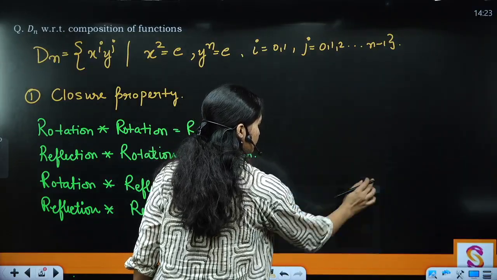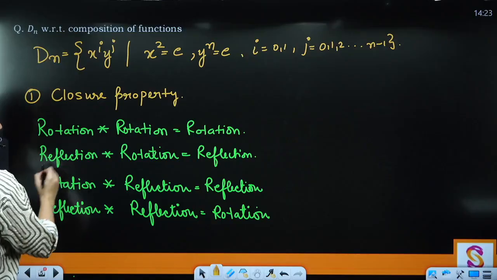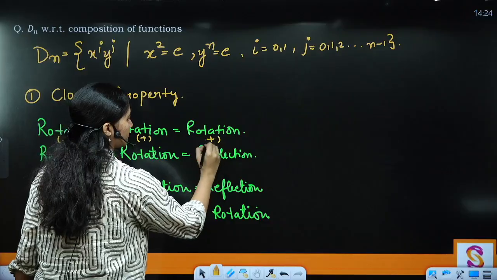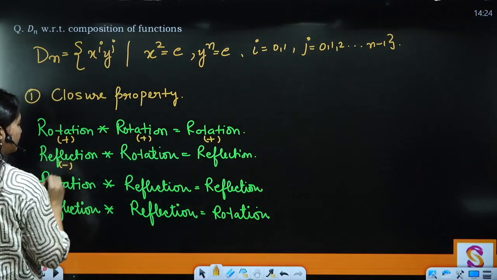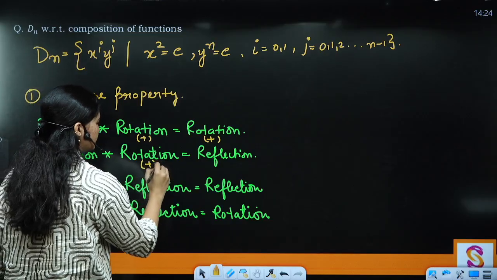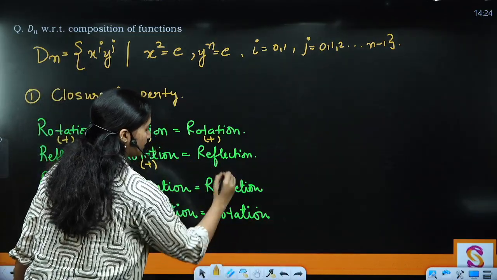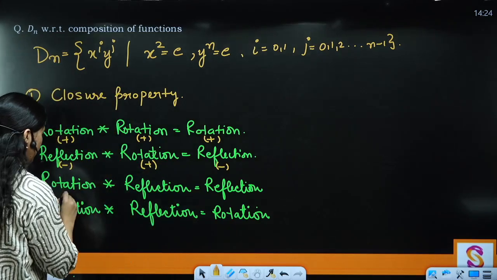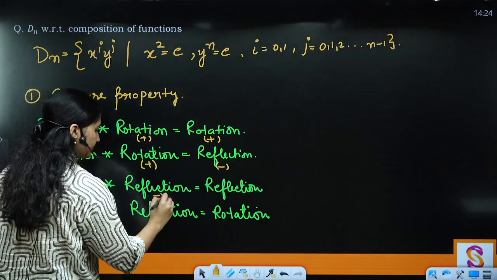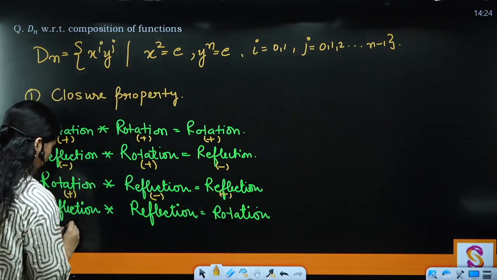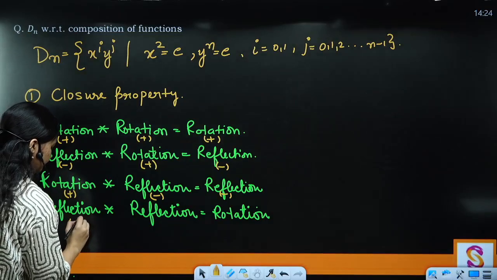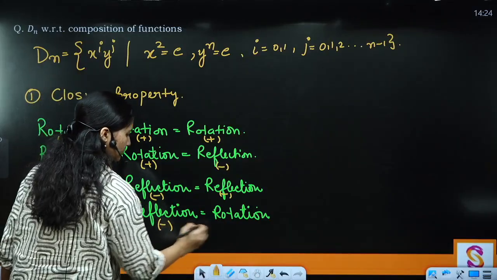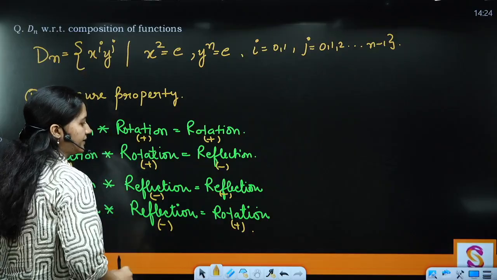Also, as a recap, if you take rotation to be positive, the answer is also going to be positive. And if you take reflection to be negative, the answer is negative here, right? The same funda: plus minus minus, plus plus is plus, then plus minus is again minus, and minus minus is going to give you plus, right?